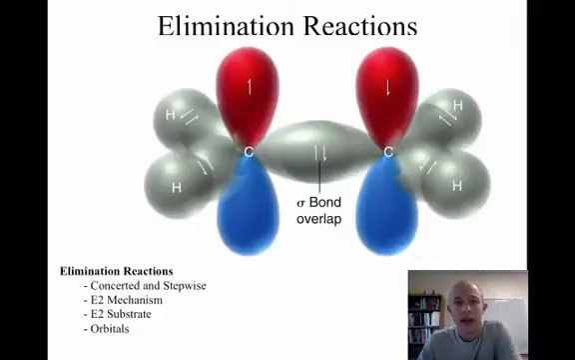Now that we've talked about alkenes, let's start talking about the reactions that generate alkenes. These are called elimination reactions. In this video, we'll talk about different mechanisms that could lead to elimination. They can be, just like substitution, either concerted or stepwise mechanisms. And then we'll focus for the rest of the video on the E2 reaction, its mechanism, the types of substrates that undergo E2 reactions, and the orbitals that are involved in those reactions.